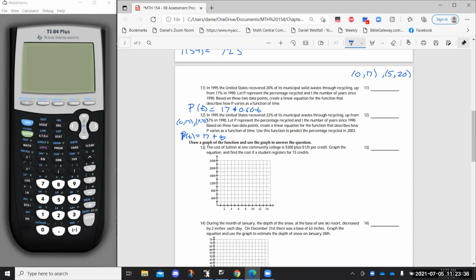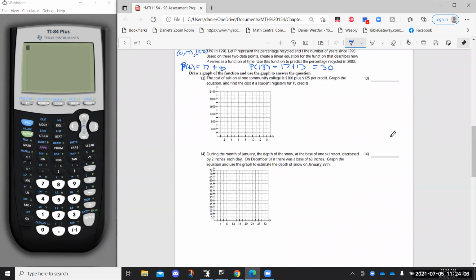Predict what happens in 2003. Again, T is the number of years that have passed since 1990, so to get to 2000, we get 10 plus another 3. So we're finding P of 13. So we're going to add 13% to 17, and we get 30. So this is going to be 30%.